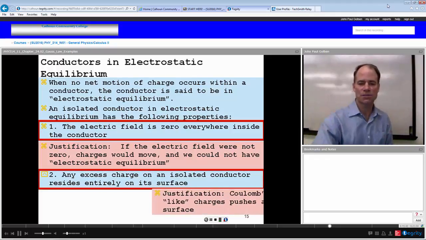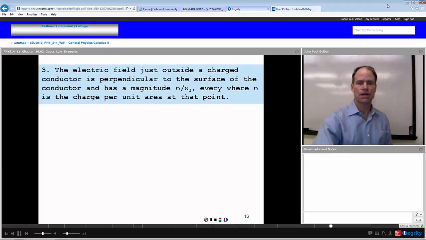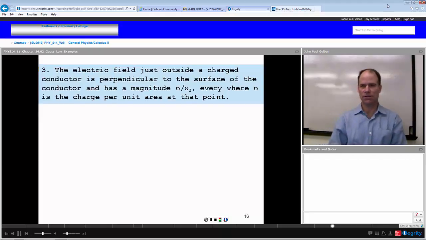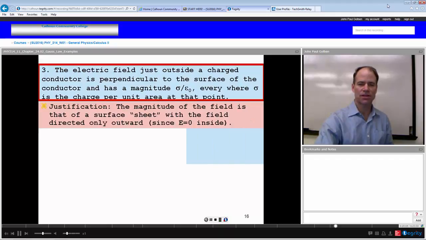The electric field just outside a charged conductor is perpendicular to the surface. It has a magnitude sigma over epsilon naught everywhere, where the surface charge density sigma is a charge per unit area at that point. We just proved that with Gauss's law and the sheet of charge.